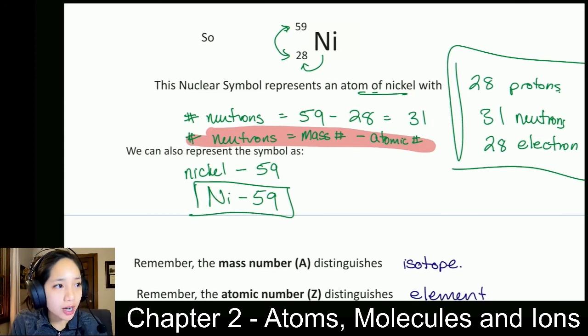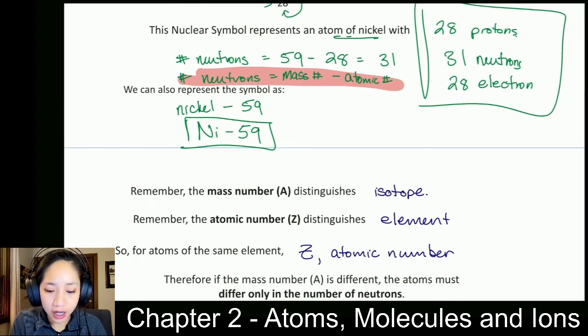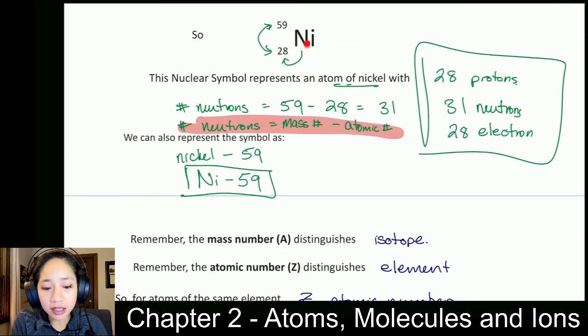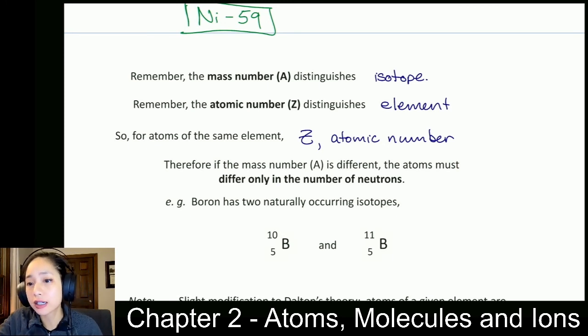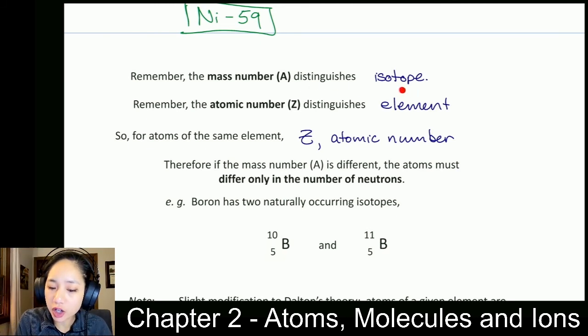Now let's think about different isotopes. There are different nickels that have a different mass number. Remember, the mass number distinguishes isotopes. Isotopes are atoms of the same element with differing numbers of neutrons. So mass number can help us distinguish isotopes. Atomic number will always distinguish an element. For an atom of the same element, Z, our atomic number, will always be the same.